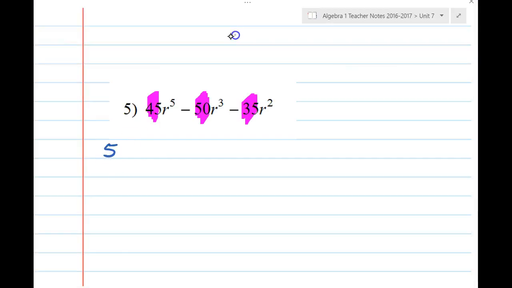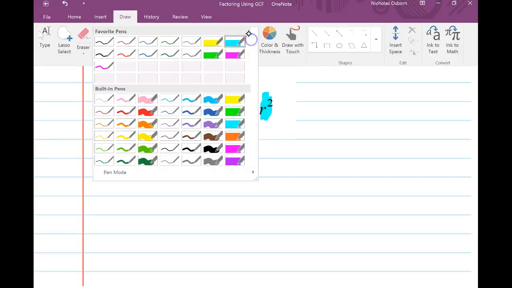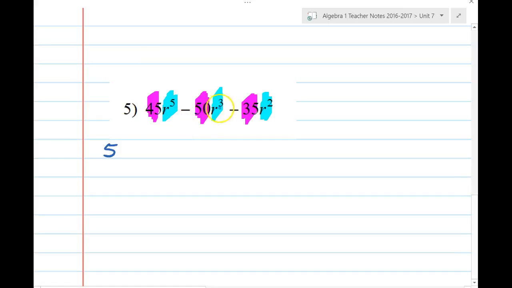Okay, and then we'll go to the variables. And remember, you look at the lowest number, or lowest exponent. That's this r to the 2. That's how many are in common. And I took out 5, so I'll divide 5 all the way across.